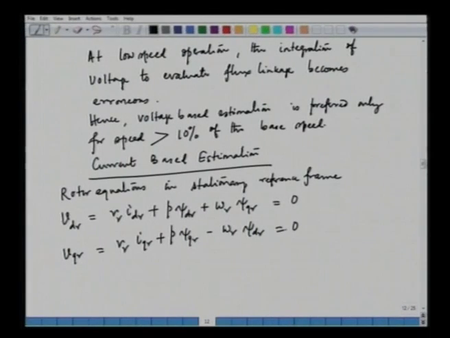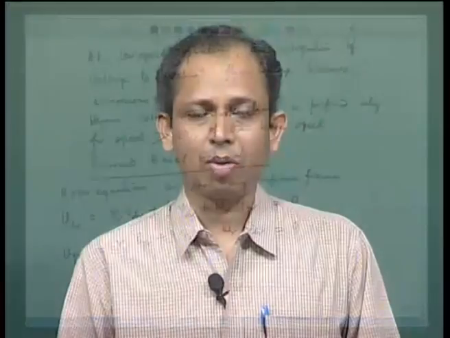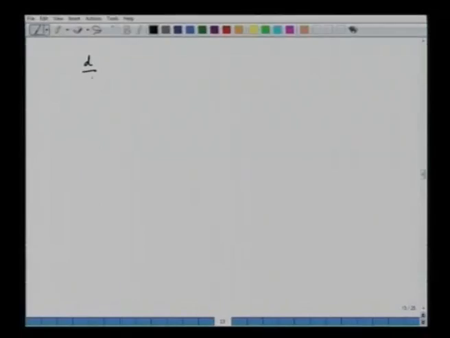So, these are the rotor equations in the stationary reference frame, and this will be useful for deriving the current based estimation technique. Now, we will see how we do that. If we simplify this equation, we will have the following equation.